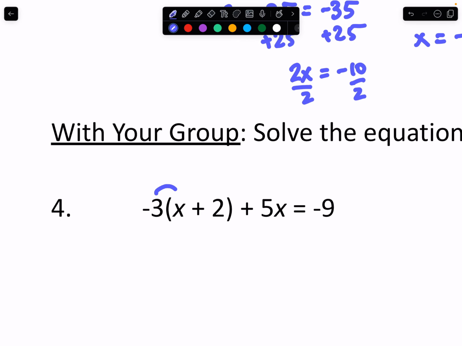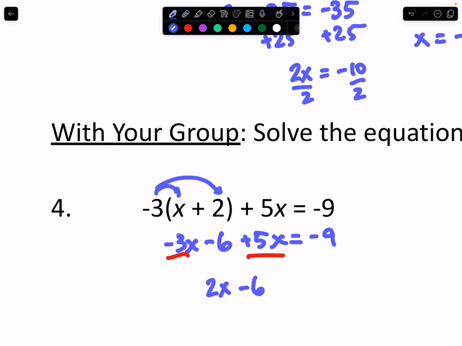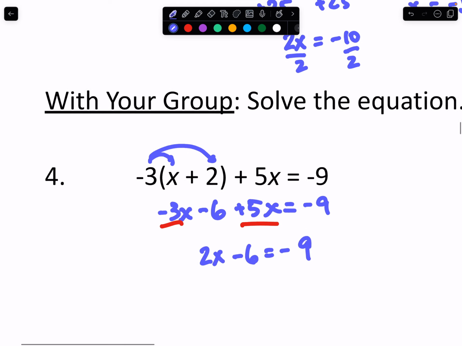Alright, so for this problem right here, I'll use the distributive property first. I get negative 3x, negative 3 times a positive 2 is negative 6, plus 5x is equal to negative 9. I'm going to combine my like terms here. My like terms are negative 3x and positive 5x. So that's 2x minus 6 is equal to negative 9.